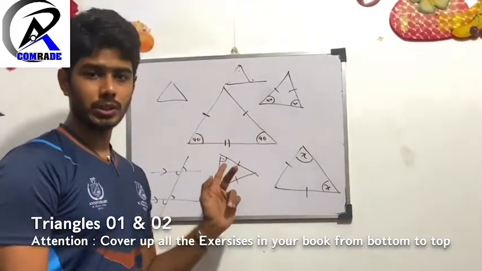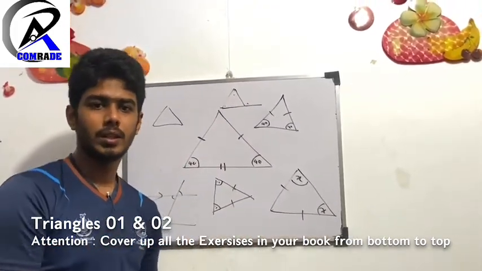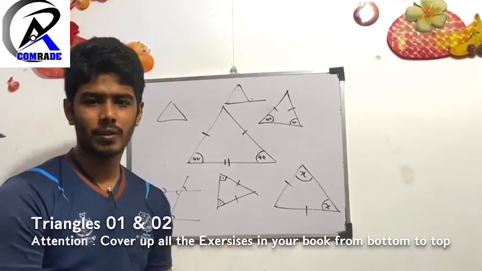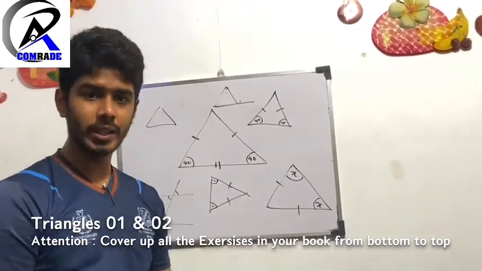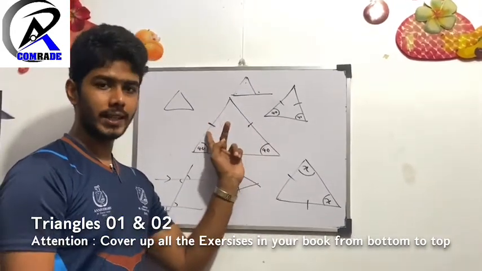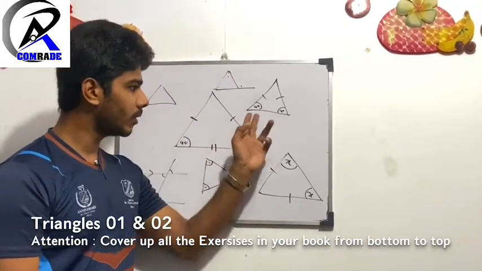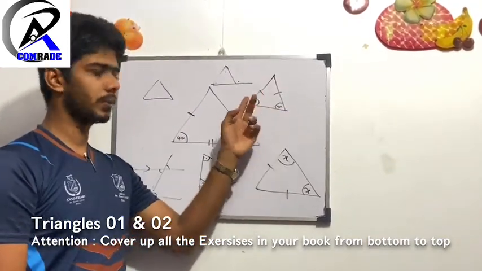And then we came to the isosceles triangle. Isosceles means two sides are equal, right? If any two sides of the triangle are equal, then it is an isosceles triangle. So in that isosceles triangle, if two sides are equal, then the opposite angles of those two sides are equal. And if two opposite angles are equal, then the opposite sides are equal.